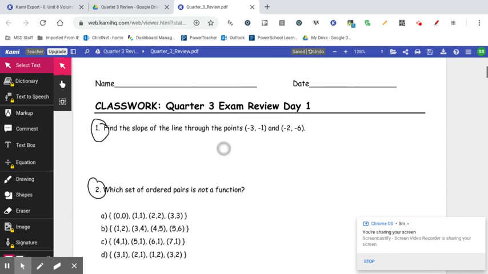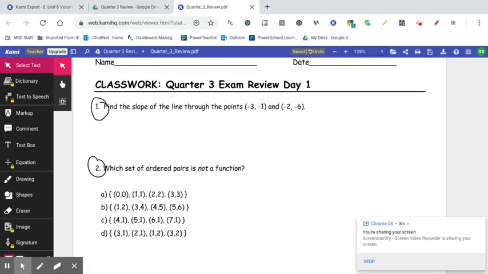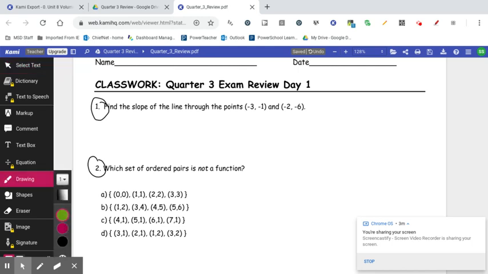Next question that we're going to do is on the next page, question number 1. And it says find the slope of the line passing through the points, and it gives us 2 points. So in order to find the slope, we create a table, and we label it with our x and our y. So we have x and y on that one, and x and y on that point. So if I put them in the table, I have negative 3, negative 1, and negative 2, negative 6.